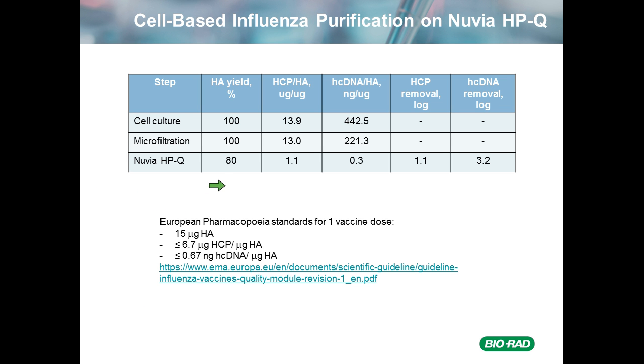So what you see again is an HA yield of about 80%, which is quite high, again considering this is a single-step purification of a virus. Host cell protein per hemagglutination unit, which is another way of measuring this, was 1.1. Host cell DNA to HA was 0.3, and I've shown the log removals here on the right. And below for your information, I put the EP standards for a vaccine dose, and I've given the reference. You can look this up at your leisure if you want to, but you see that both of the quality outputs were well below what's required by the EP for a standard vaccine dose. So this was a very encouraging response, and again, this is now going into clinical trials.